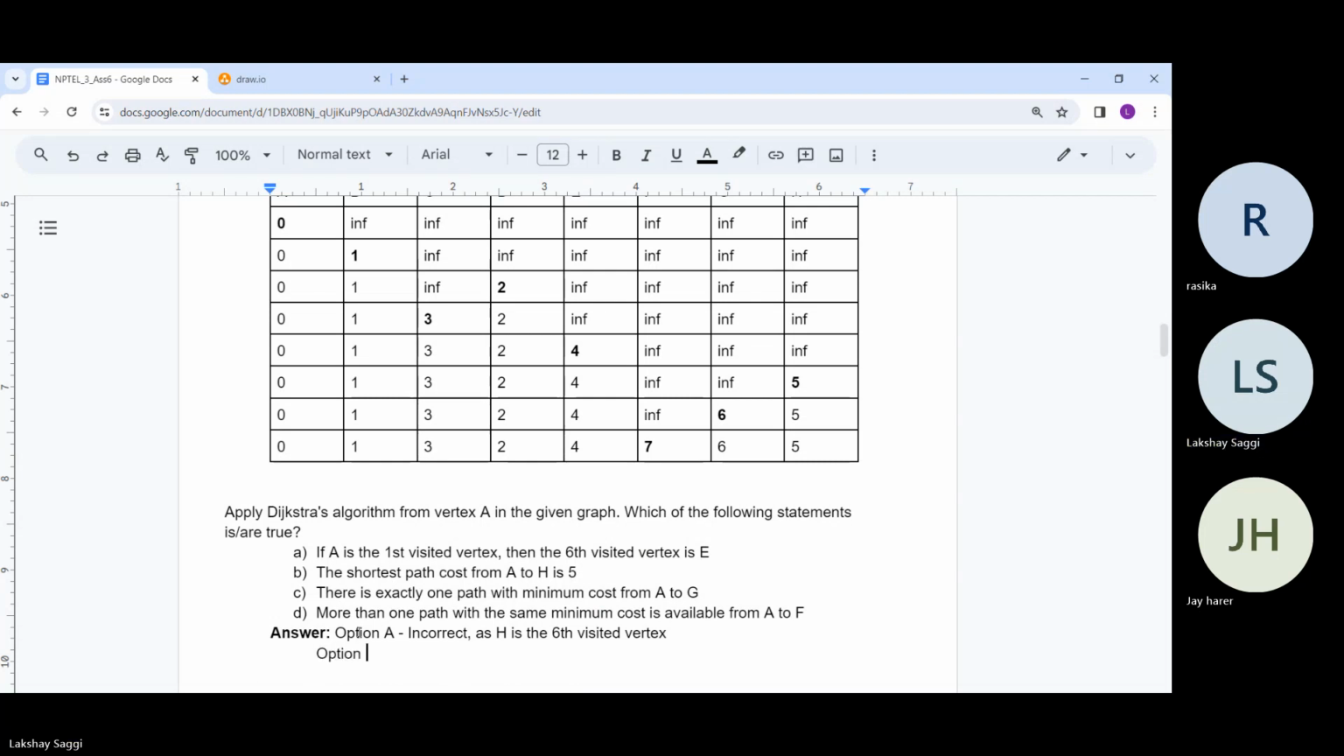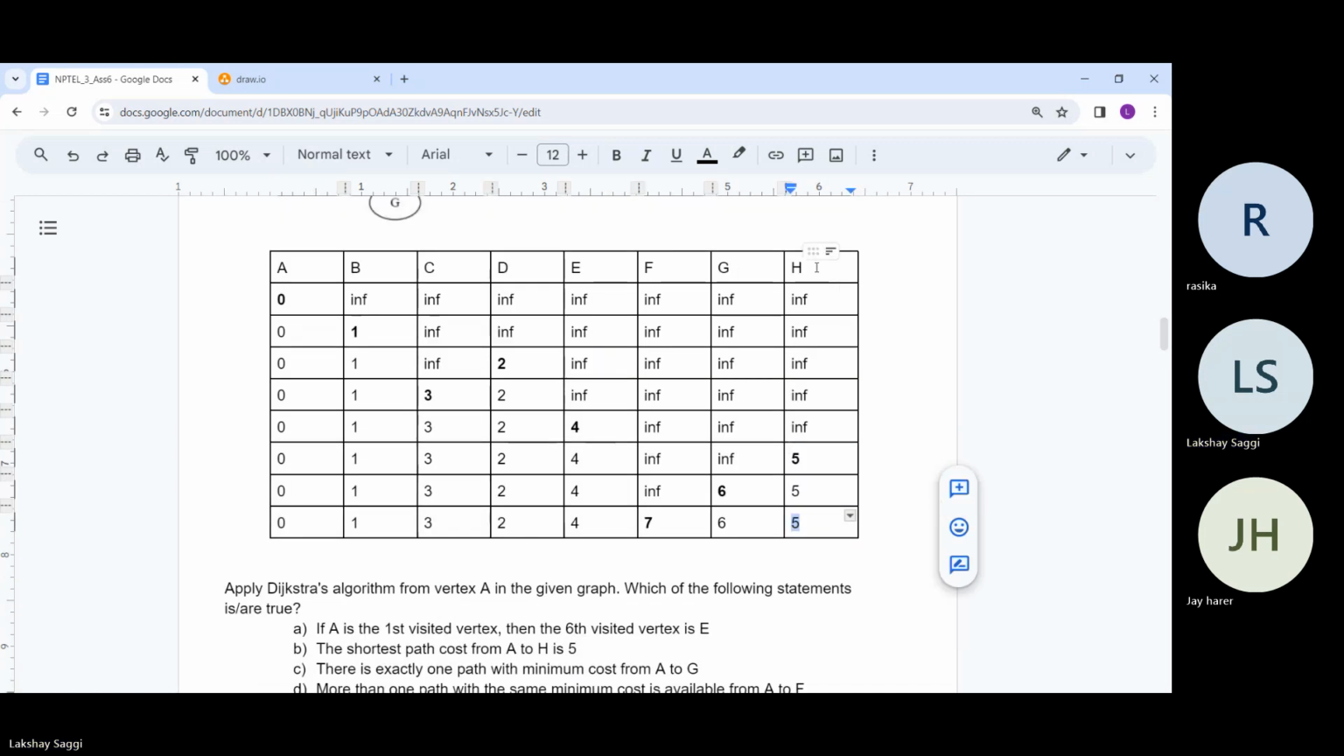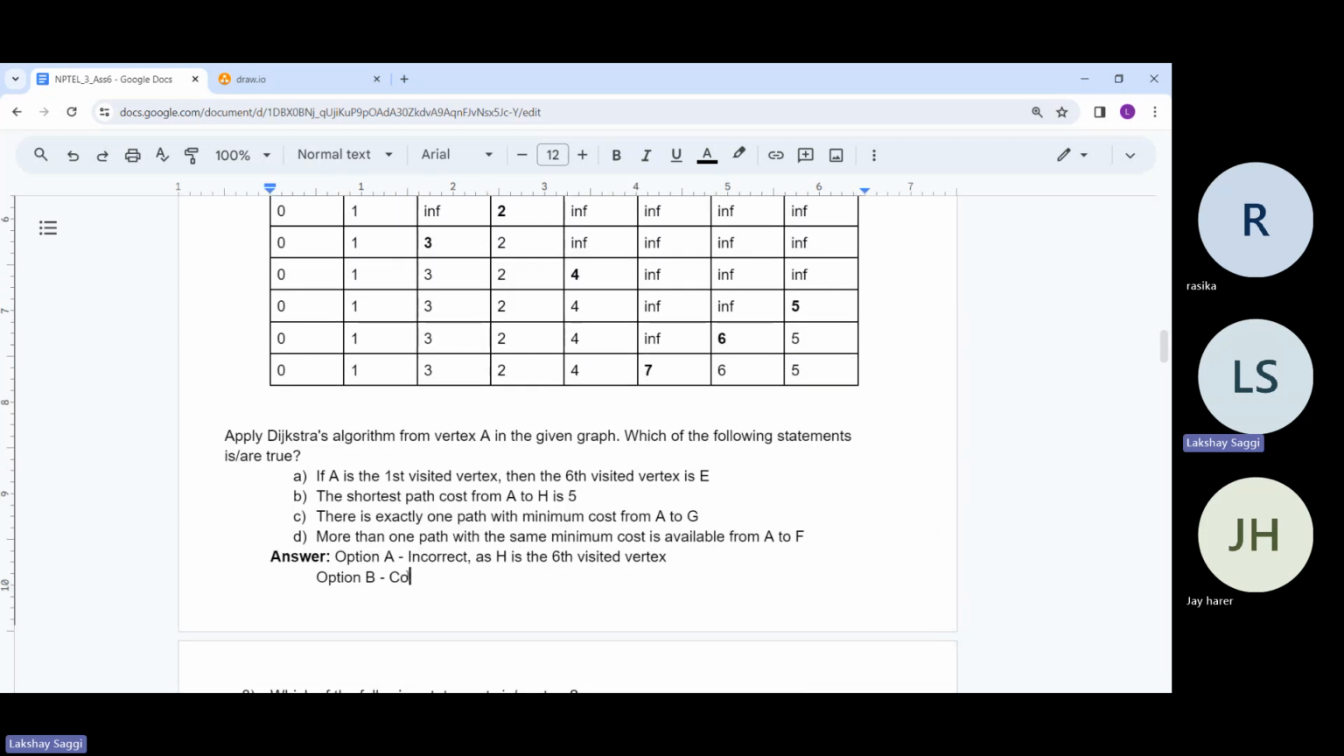And option B says that the shortest path cost from A to H is 5. And yes, the A to H shortest path was actually 5 only. So yeah, this statement is correct.